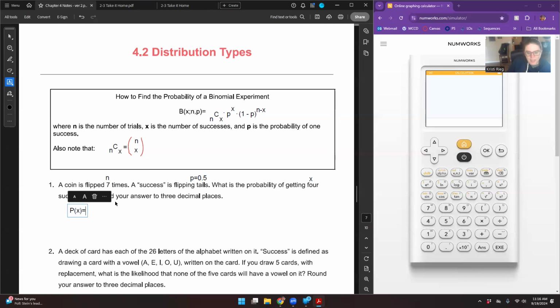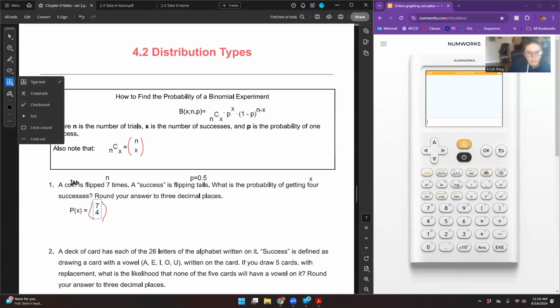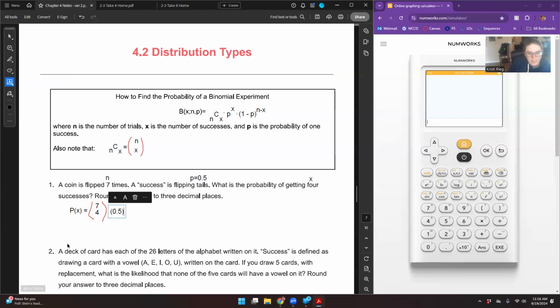And the probability of X is going to be, from the notation above, N choose X, so 7 choose 4. Get my fancy parentheses. You're still going to see how bad I am at drawing this because I have to do it every time. Okay, 7 choose 4. And then we have P, our probability of success, which is 0.5, and that is going to be raised to the X power, so the 4th power.